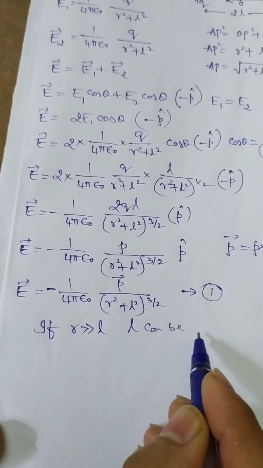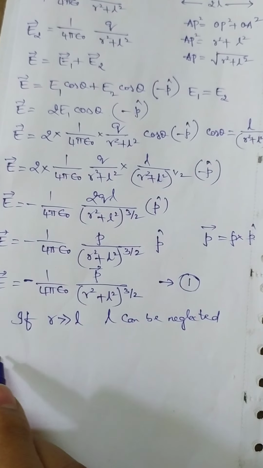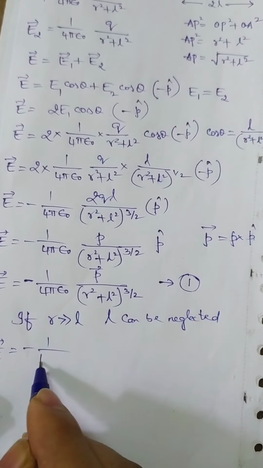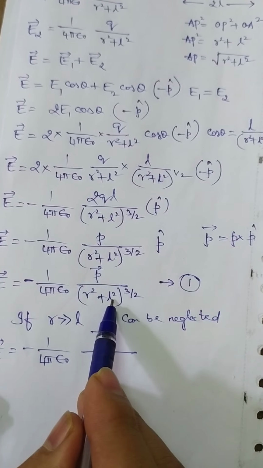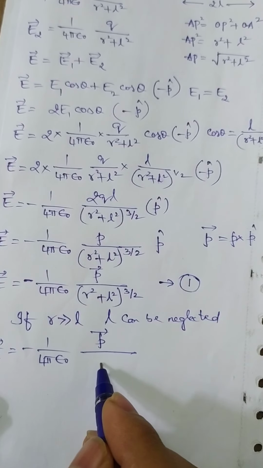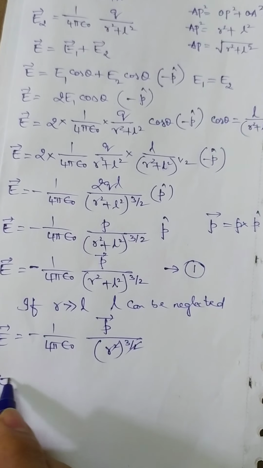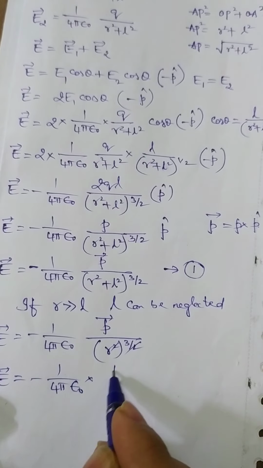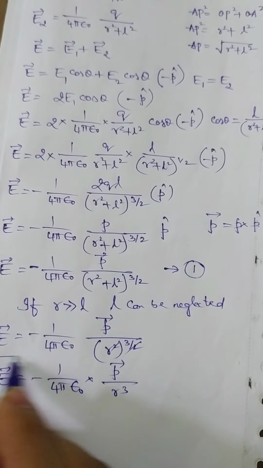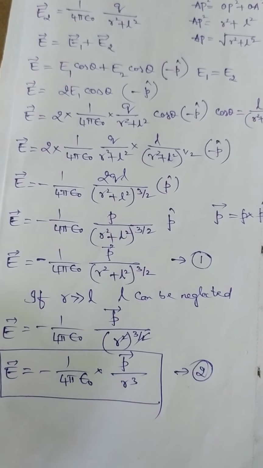L can be neglected. If you neglect L in the denominator, this comes out to be R square to the power of 3 by 2, so the 2 gets cancelled. The left out expression will be minus 1 by 4 pi epsilon naught into vector P divided by R cube. So this is the expression for the electric field at a point on the equatorial line.